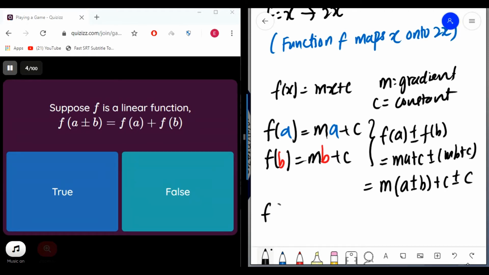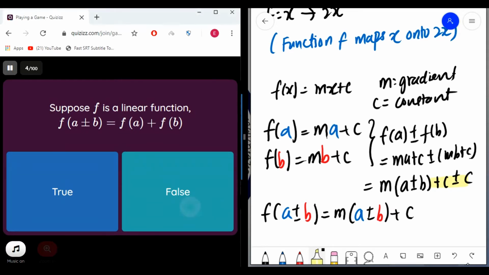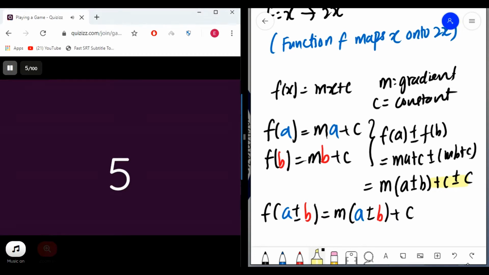Then what about f(a ± b)? It will be m times (a ± b) plus c. As you can see, they are not the same. When we take f(a) ± f(b), the constant term is either doubled or cancelled out. Therefore, the statement is false. Number 5.